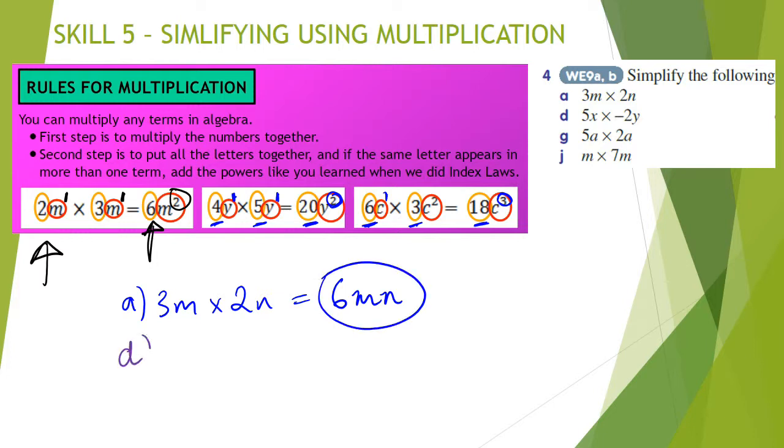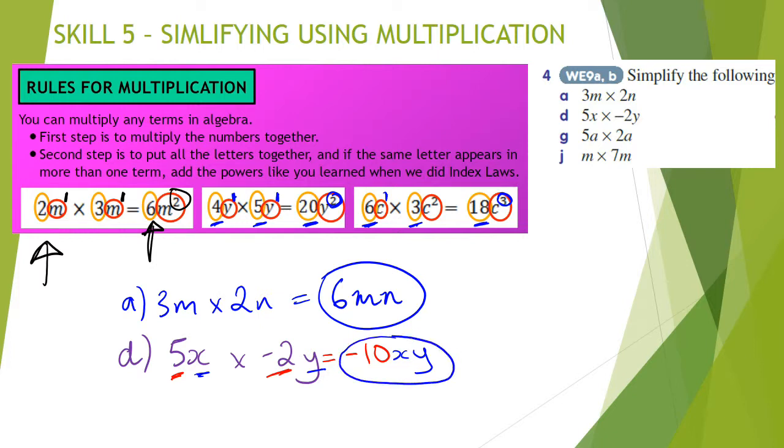The next one is D, 5x times negative 2y. If we do the numbers first, 5 times negative 2 gives negative 10, and the letters x times y, we just write next to each other, xy. So my final answer is negative 10xy.